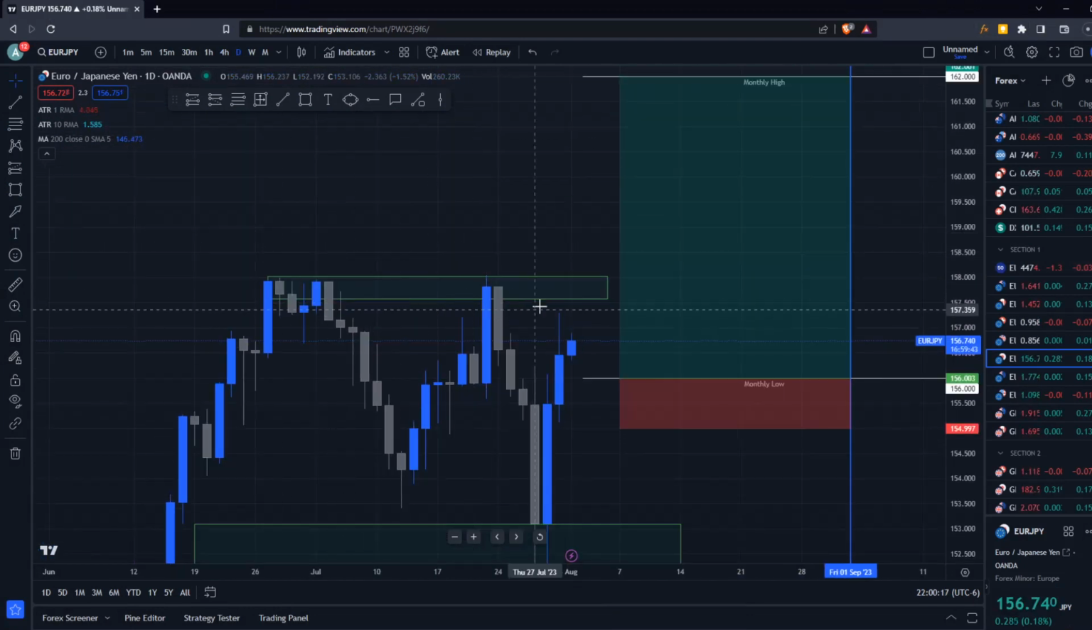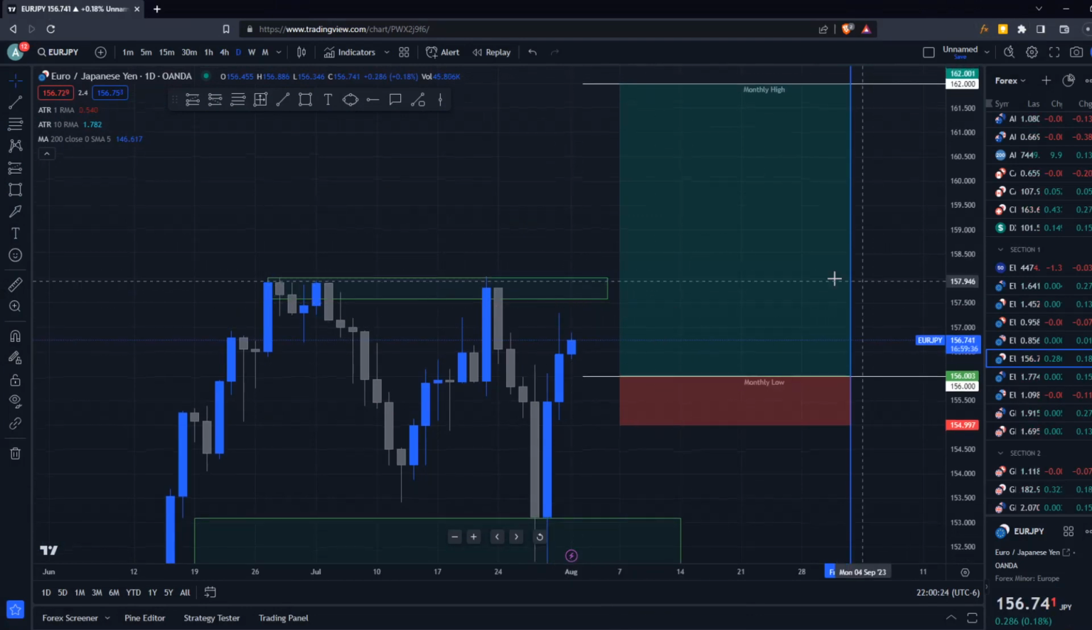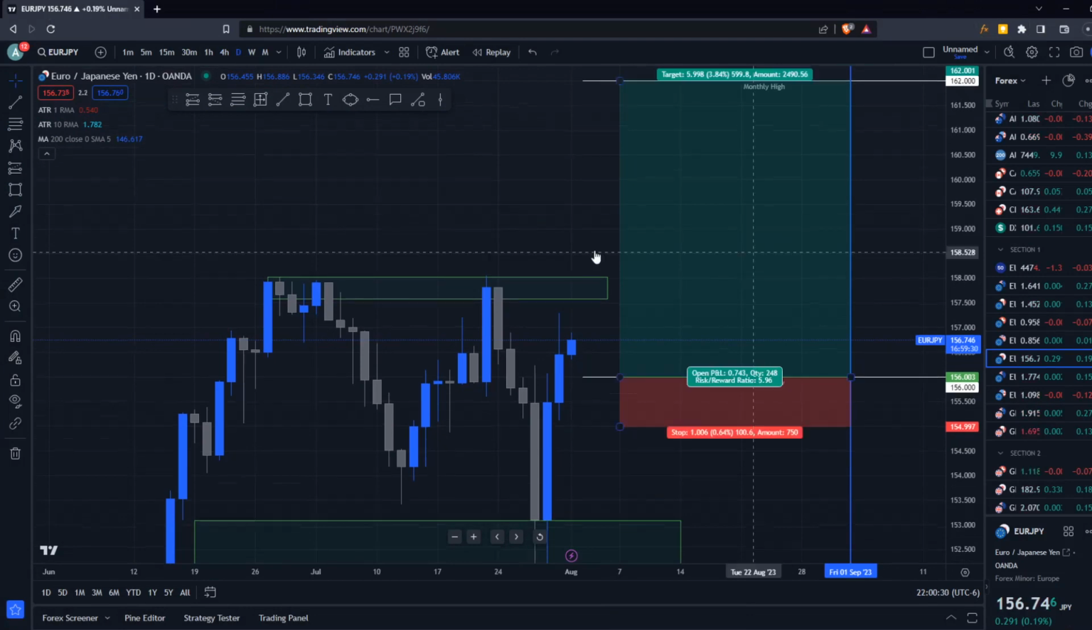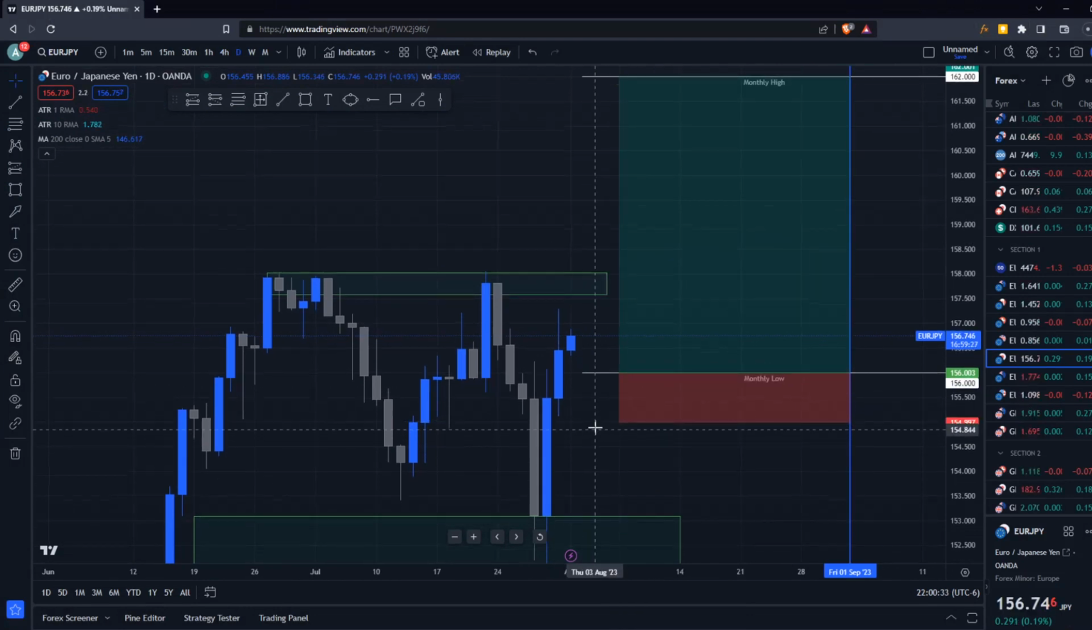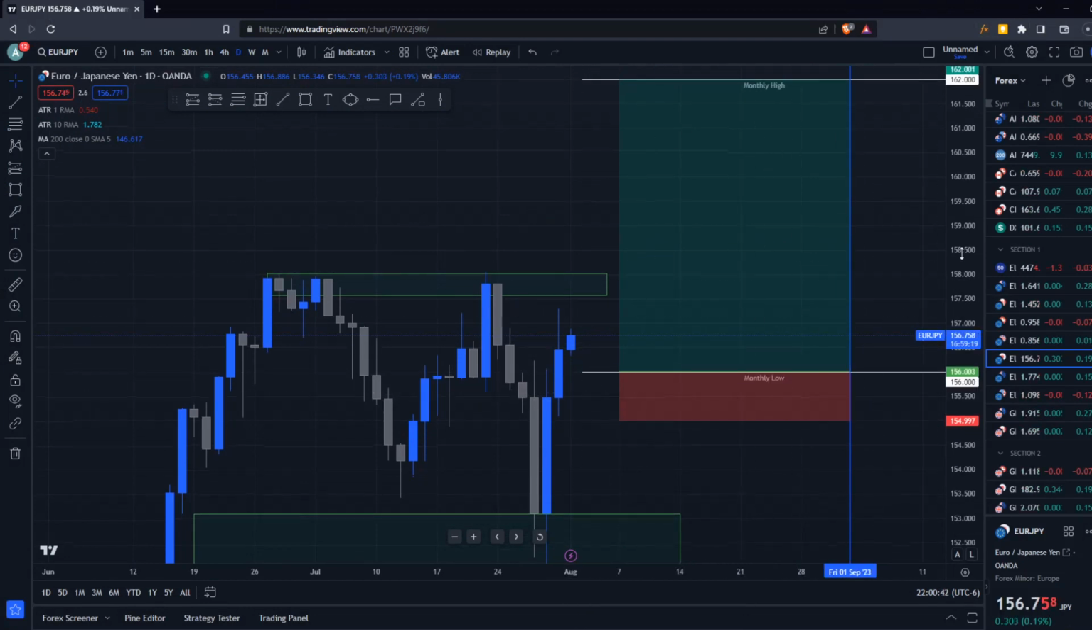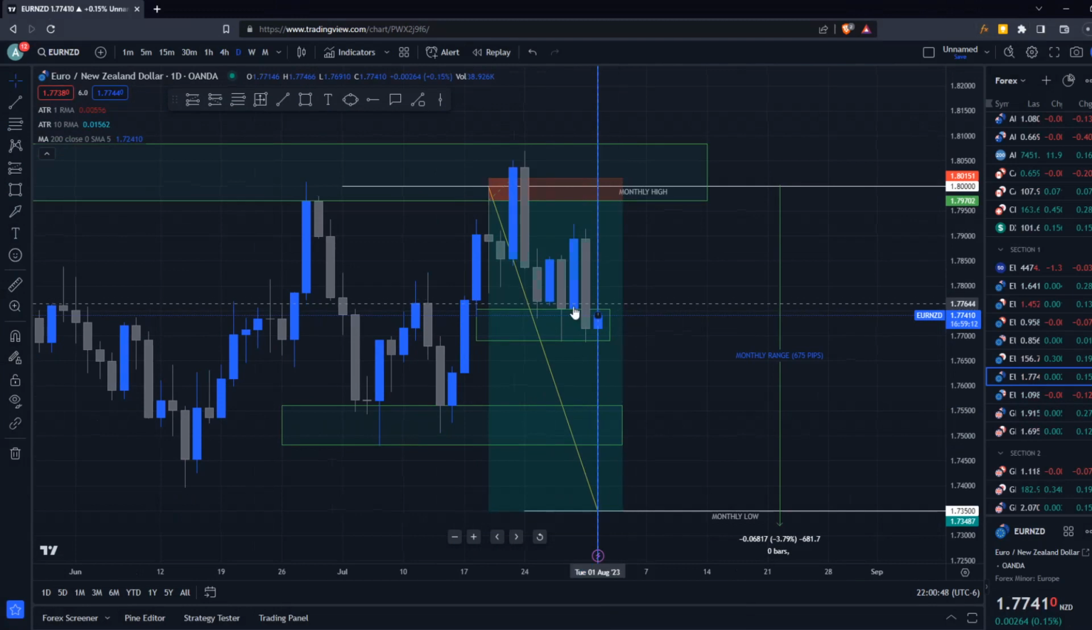I mean, if price breaks the zone, then by all means we'll set this up, and that'll be our entry up here. If the bullish momentum is there and it pushes, we'll go after it straight away. Until then, we just have to be patient. Hopefully price comes back and pulls back a little bit, a few wicks here, and then we enter a long and it'll head up. That's Euro Yen. Euro Kiwi, bit of a disaster.